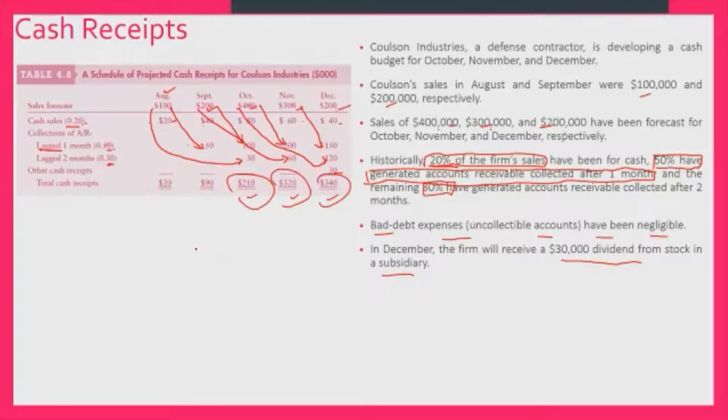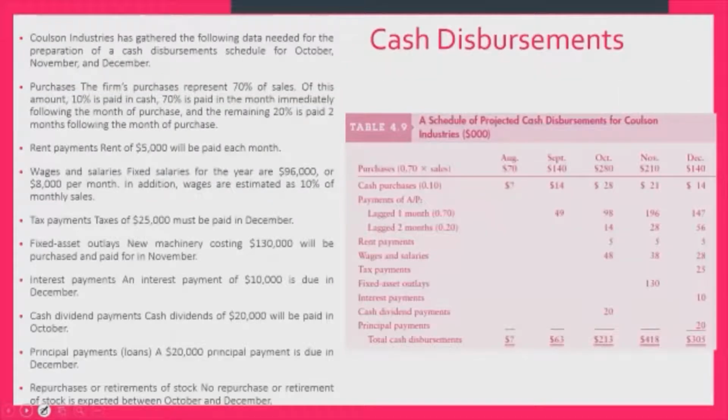We need to calculate the expenses or the disbursements. So let's see what they have. Carlson Industries has gathered the following data needed for preparation of the cash disbursement schedule for October, November, December. Purchases. All right, so we know purchases is an expense. It affects our cash. What happening with the purchases? The firm purchases represent 70% of sales.